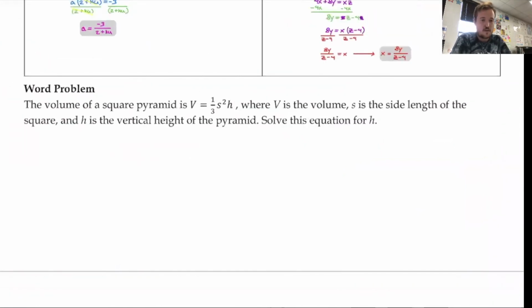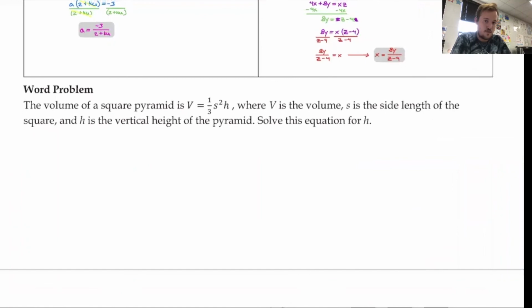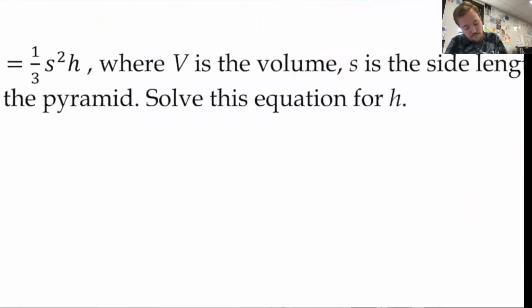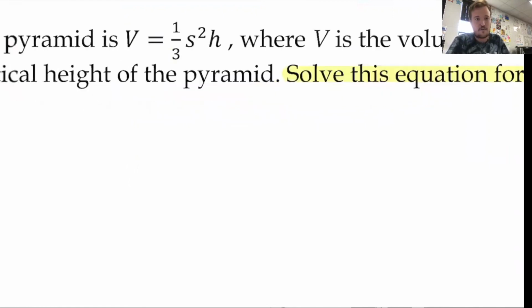So the volume of a square pyramid is volume equals 1/3 times the side squared times the height, where V is the volume, S is the side length of the square, and H is the vertical height of the pyramid. And we want to solve the equation for H. When they tell you what variable to solve for, they're telling you this is the indicated variable. I want you to solve for H. H is what you need to get by itself.